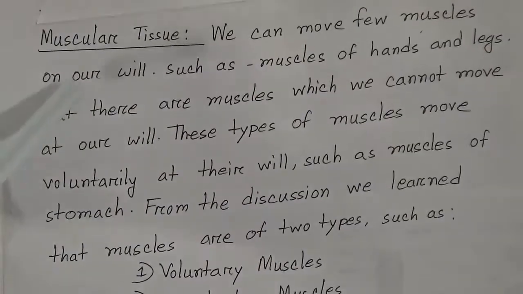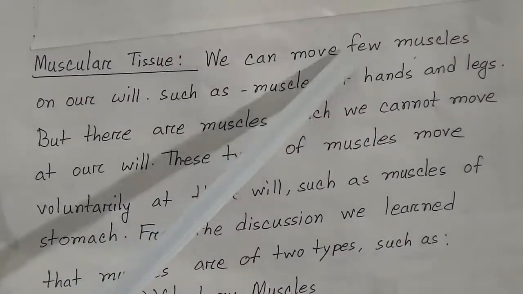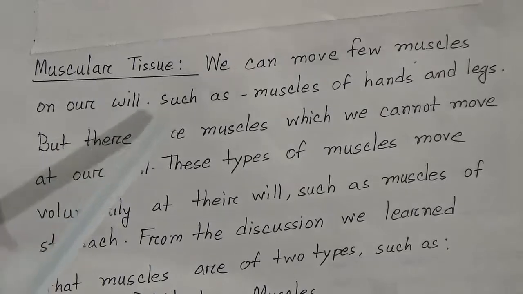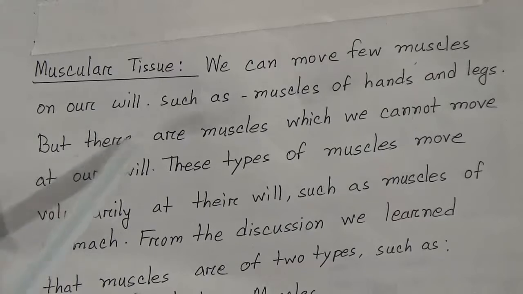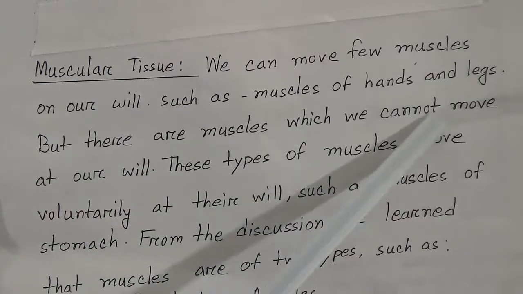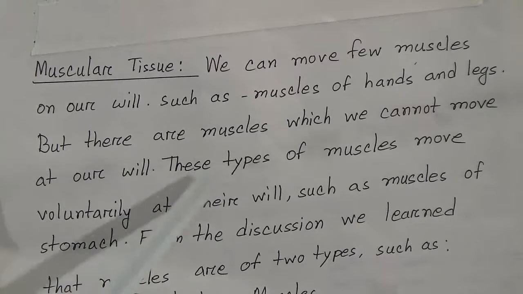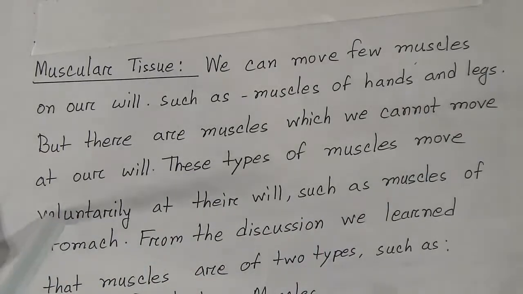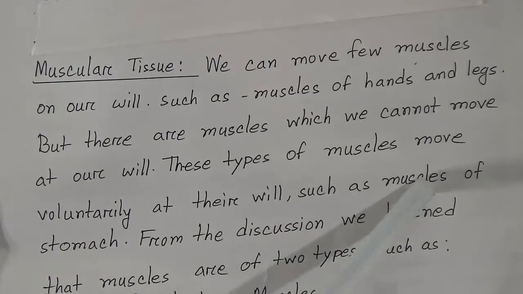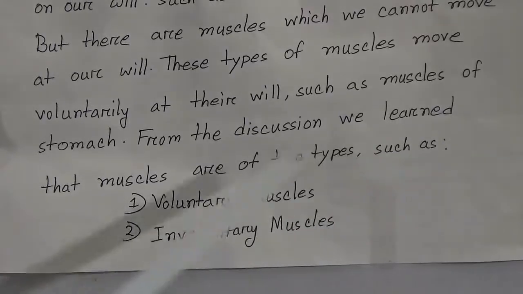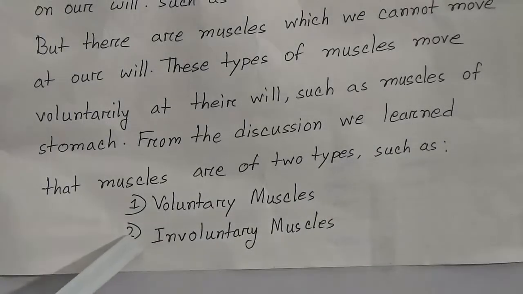Next topic is muscular tissue. We can move a few muscles at our will, such as muscles of hands and legs. But there are muscles which we cannot move at our will. This type of muscles move involuntarily, such as muscles of the stomach. From this discussion, we learn that muscles are of two types, voluntary muscles and involuntary muscles. Voluntary muscles.